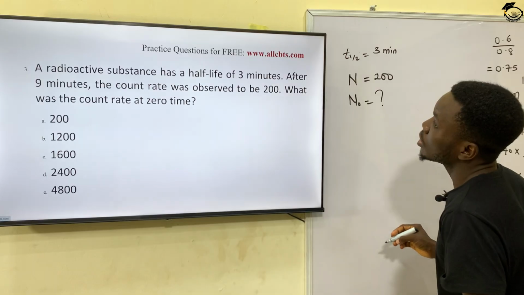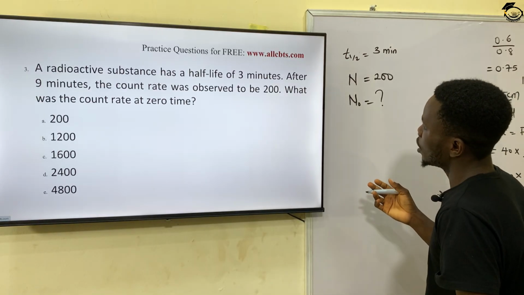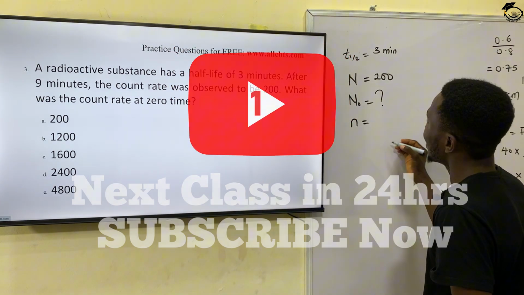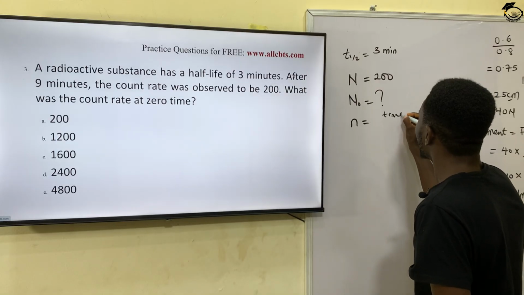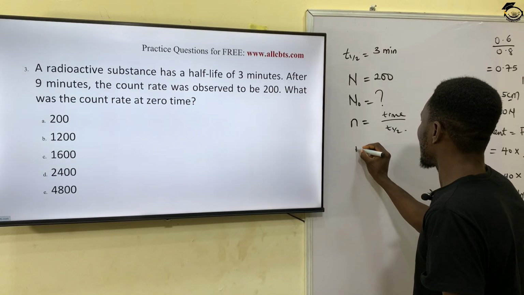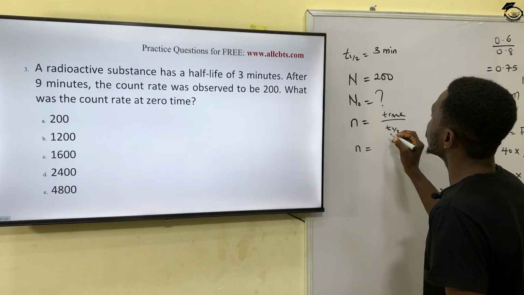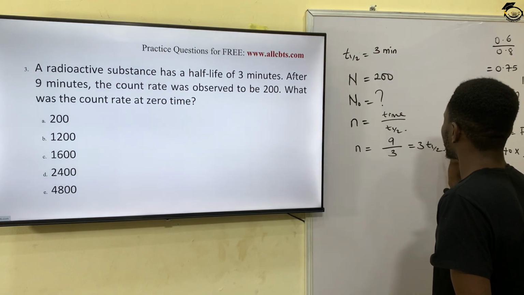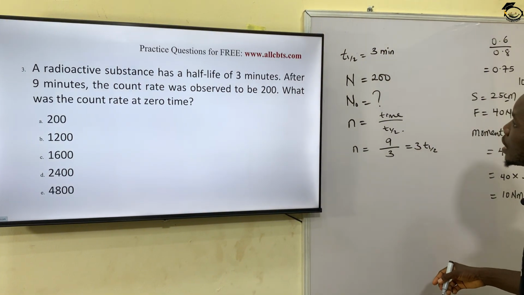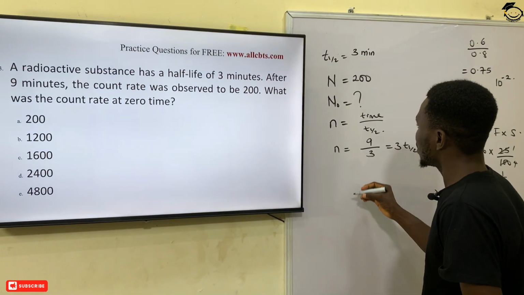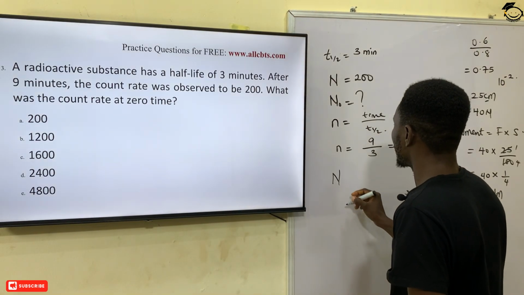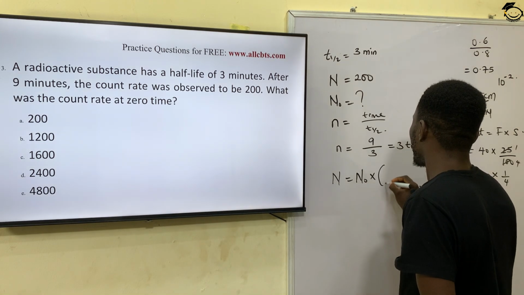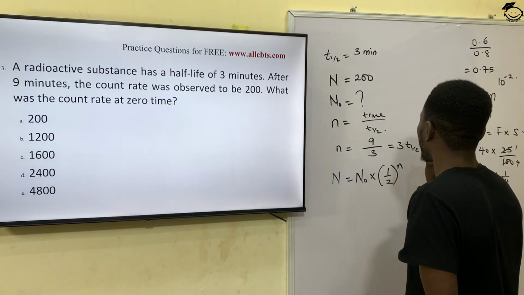Now remember that they gave us that after 9 minutes, we now have a new count rate. So it means that the number of half-lives is my time given over my half-life. That's the same as saying that the number of half-lives that I'll be having is going to give me 9 minutes divided by 3, which will give me 3 half-lives. So since I have 3 half-lives, the formula that I use to solve this question says that the new count rate is equal to the count rate at 0 time times 1 over 2 raised to the power of the number of half-lives.